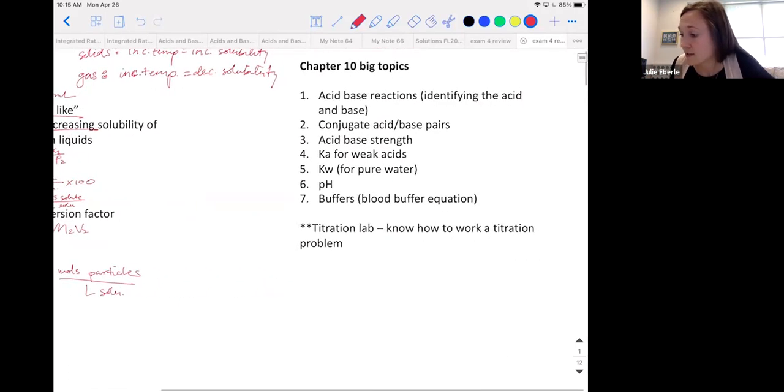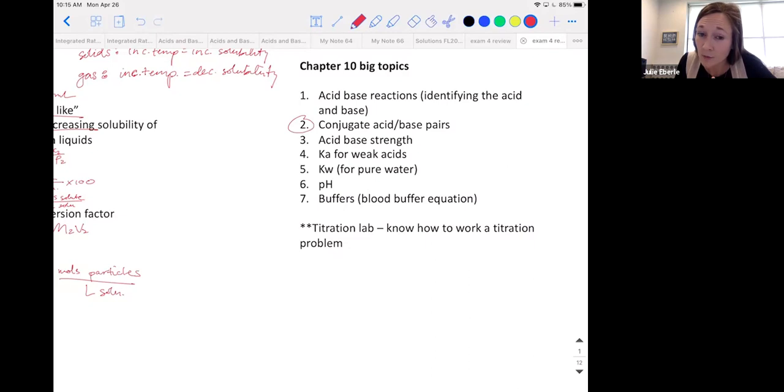Chapter 10, big topics. Identifying, if I give you a reaction, you have to tell me what's the acid and what's the base. We practiced that. Remember, those are just on the reactant side. Identifying also conjugate acid-base pairs. The conjugates are always on the product side. And remember, if it's an acid on the reactant side, it's the conjugate base on the product side. They flip.